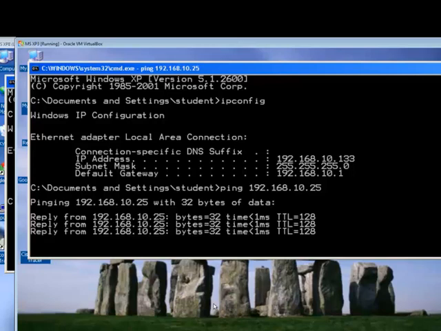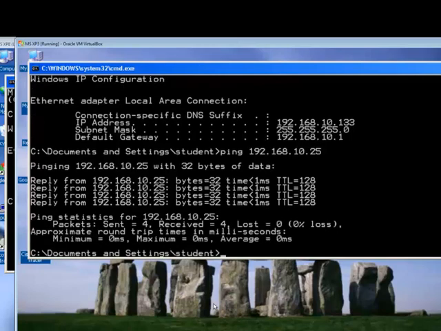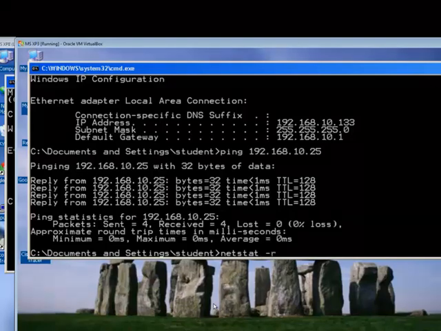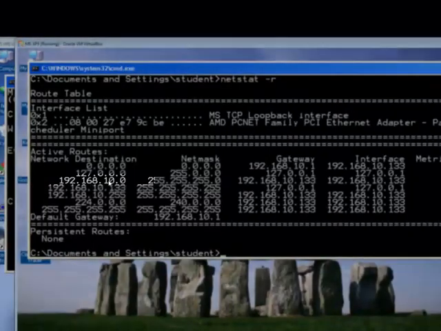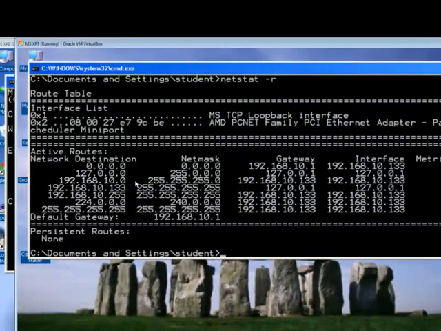and what we see are replies coming back. And if I type netstat, we can see that the client sees itself as being on the 192.168.10.0 network. The other client is also on that network. But what I'm going to do now is take the IP address scheme that we worked on and put these two clients on separate networks and see how the dramatic changes take effect.